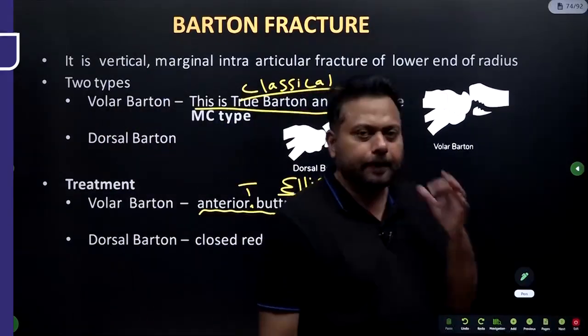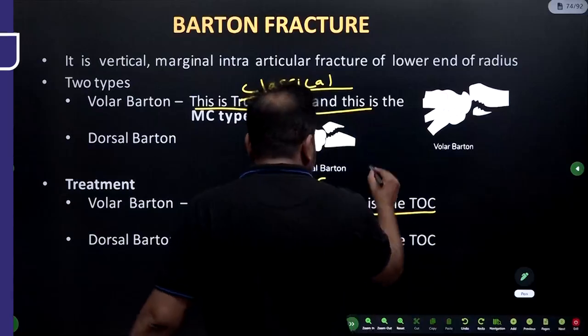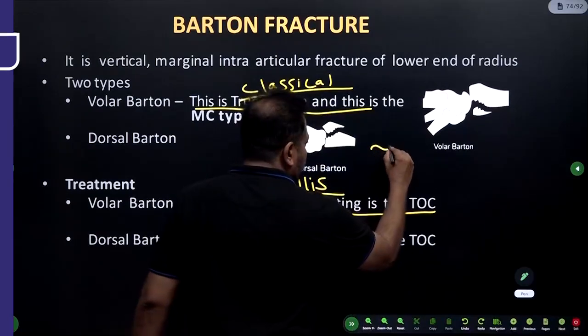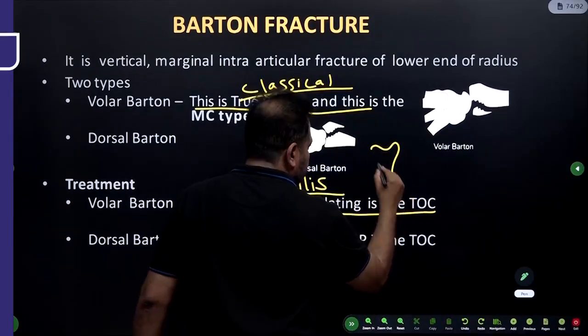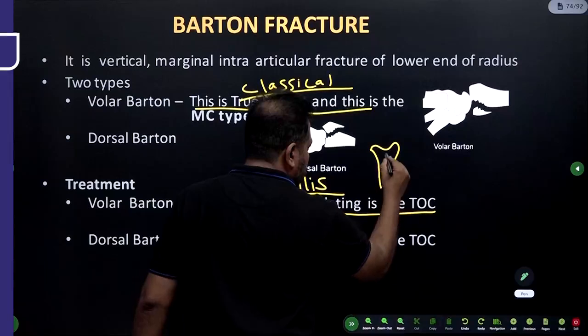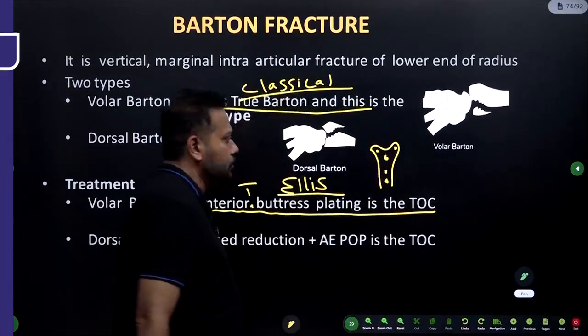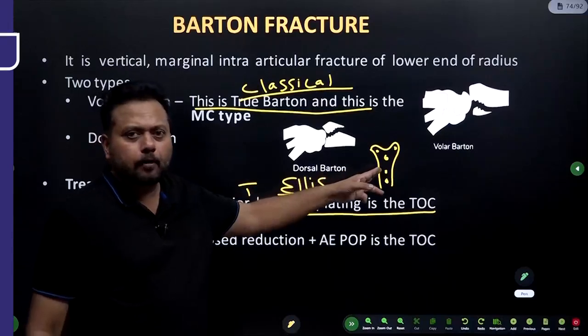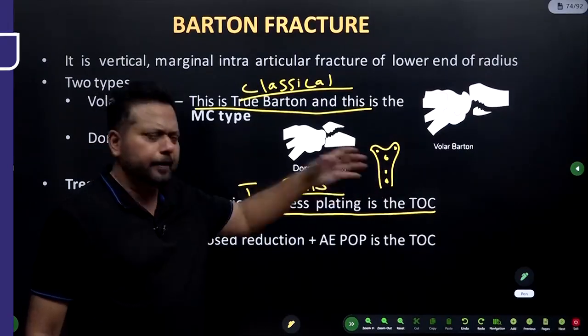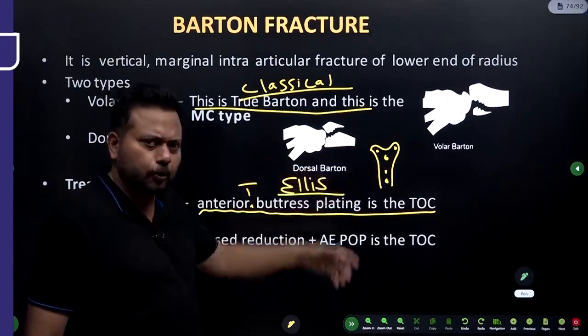This T-buttress plate, usually the plate will be in the shape like this, exactly in the shape of the distal radius. Holes will be here, so one hole here, one hole. This is called a T-buttress plate, the volar Barton plate. Every day, it's a very, very bread and butter case for an orthopedician.